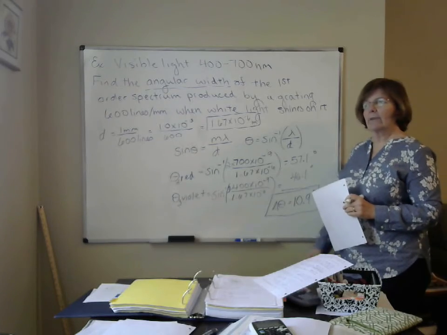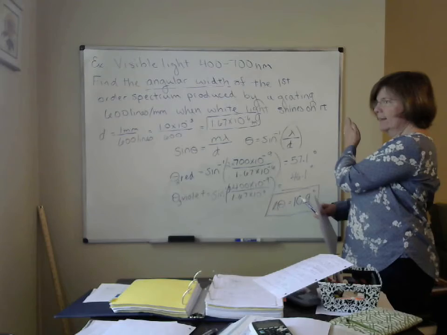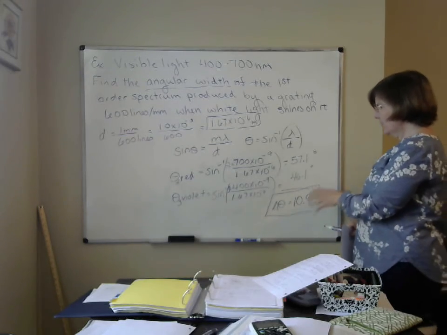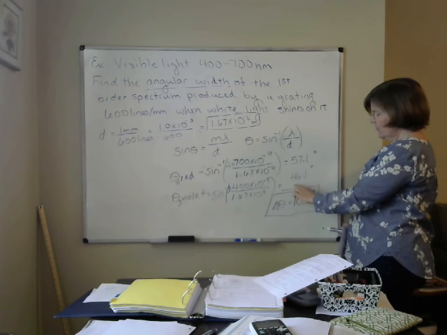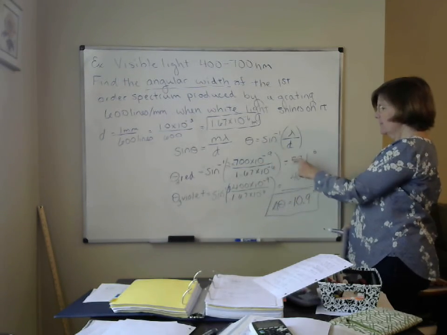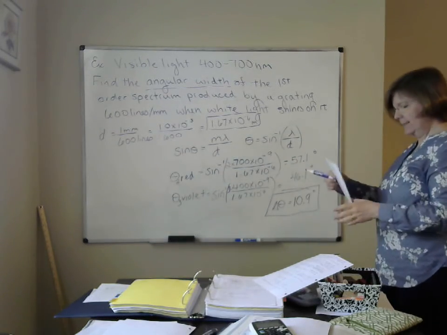If you think of, here's the central line, and it's going to go violet to red, violet to red, violet to red. What you're going to see is it actually overlaps. And the third one starts at 46.1 degrees, even though the second rainbow doesn't really end until 57.1 degrees.